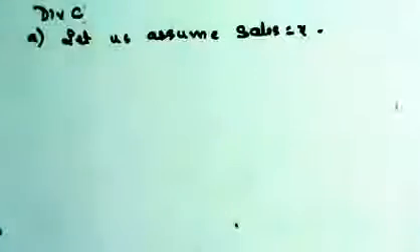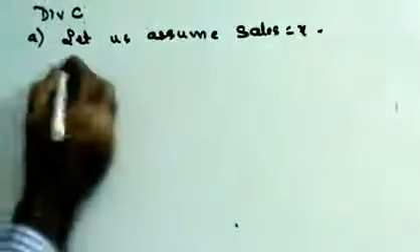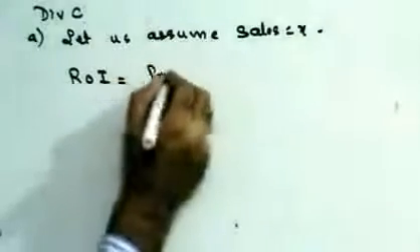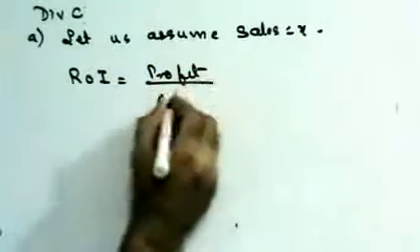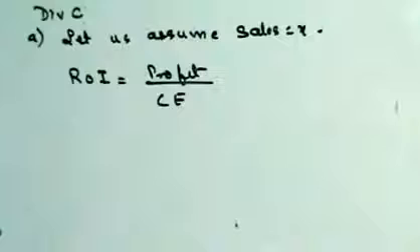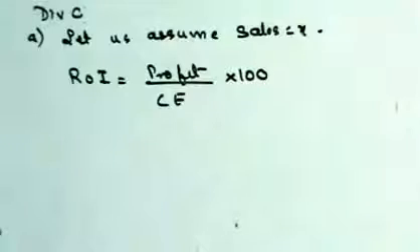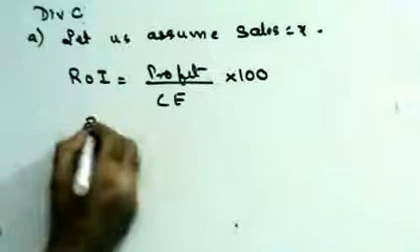That's my capital turnover. Have they given me capital turnover? No. That is also not given to me. I can find out returns on investment. Returns on investment is profit upon capital employed. Returns on investment is given to me as 20%. Since it is given to me in terms of percentage, I'll have to multiply by 100.